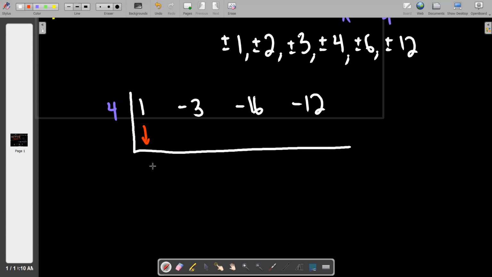So let's test 4. So we drop the 1, multiply 4, add 1, multiply 4, -12, multiply -48. And of course, we got a remainder of -60. So we can now take 4 off our list. Thank you, Evie. We agree 4 does not work. What else would you like to try?